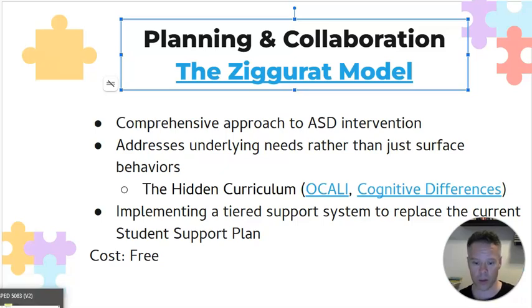The model emphasizes a proactive approach and strategies that address the sensory needs, communication challenges, and social skills development. It will build on our foundation of collaborative support and decision making. And by using the Ziggurat model, we could effectively plan our supports with our parents, our co-teachers, and our learning support team.